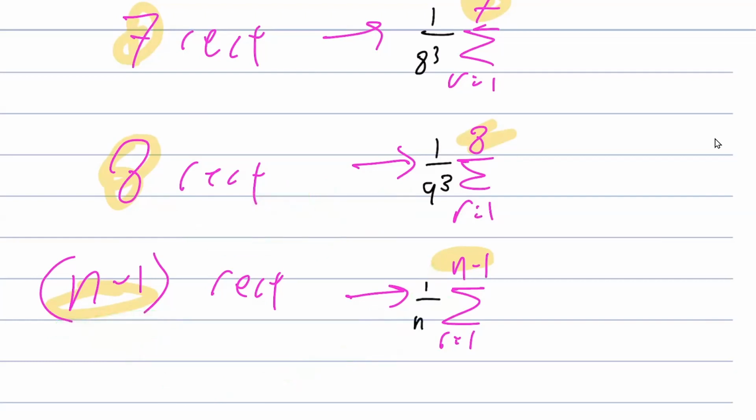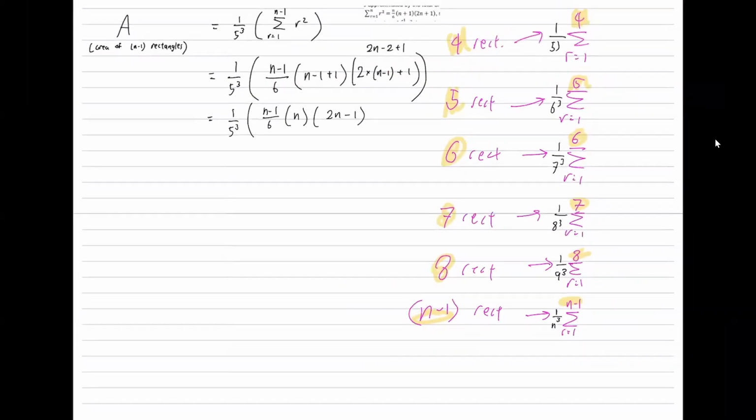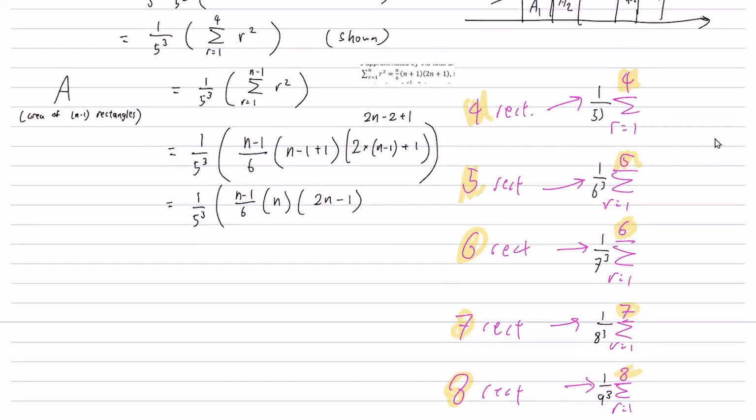N, no, n what? N cube. You see, there was a cube, there's a cube, it still follows the pattern, cube. 7 cube, 8 cube, 9 cube, n cube. The reason why it's n is because we have n minus 1 rectangles. Sorry, I forgot to change that part. There's another pattern here. It should be n. Yeah, then that will be the correct formula.